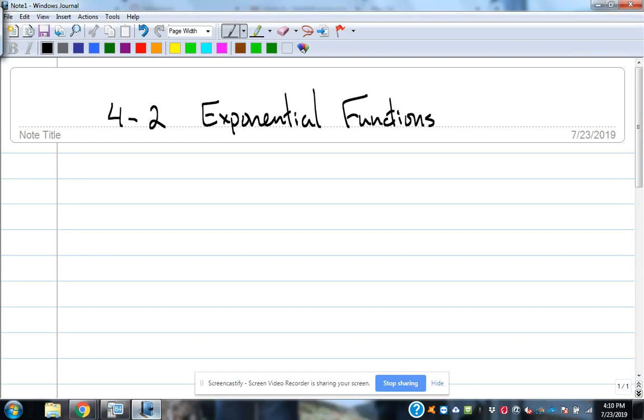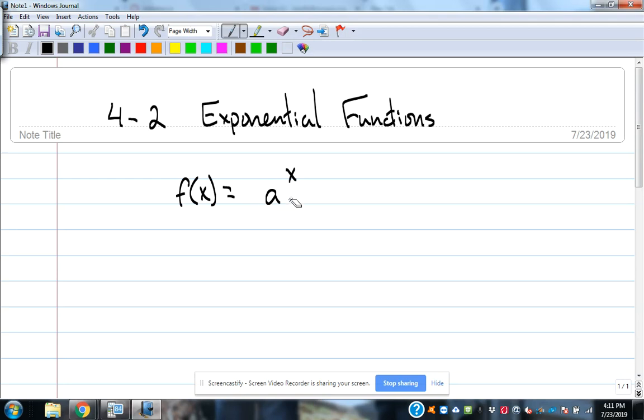Exponential functions. So exponential functions, f of x equals some base. We're going to call that base a. That's just a number. And then we've got a variable in the exponent. And so the most basic form of that exponential is written like this.